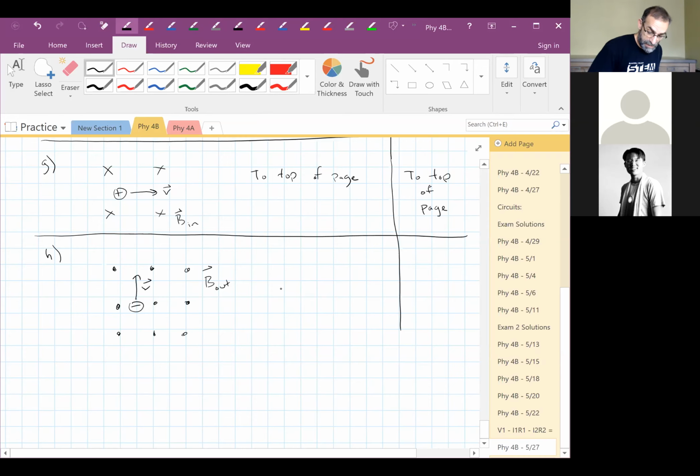V cross B is to the right, and the force is to the left. Did I get that correct? The right and left. Okay, I think that's correct.